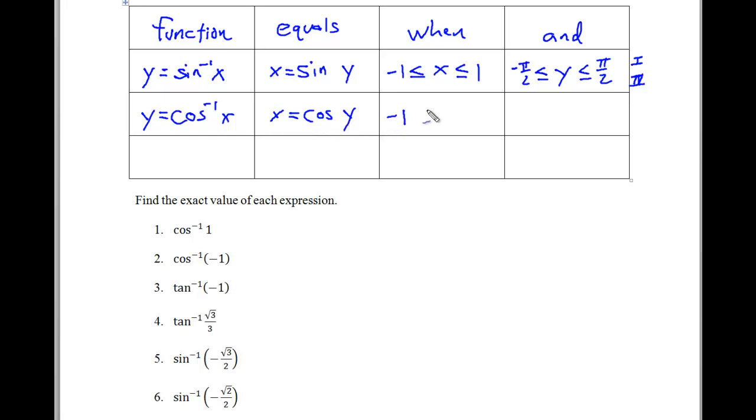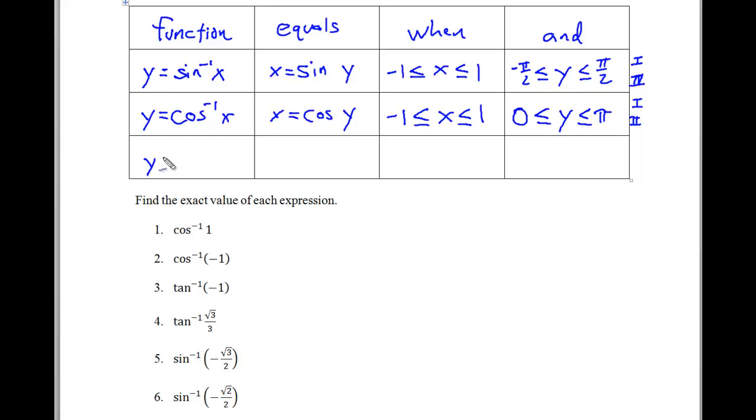This is still between -1 and 1 for my x variable. But for cosine, we're going to be within either the first or the second quadrant, so my y is going to go between 0 and π. So we'll be within our first and second quadrants when we look at cosine.